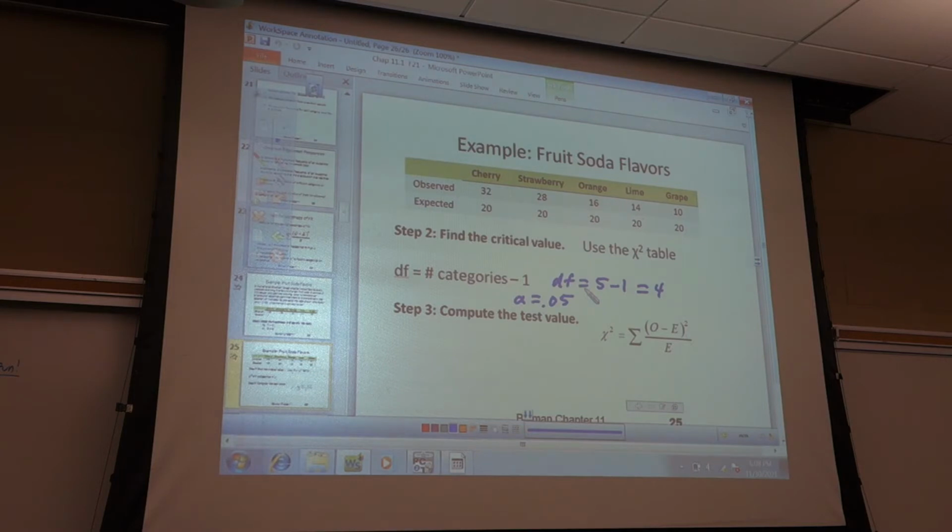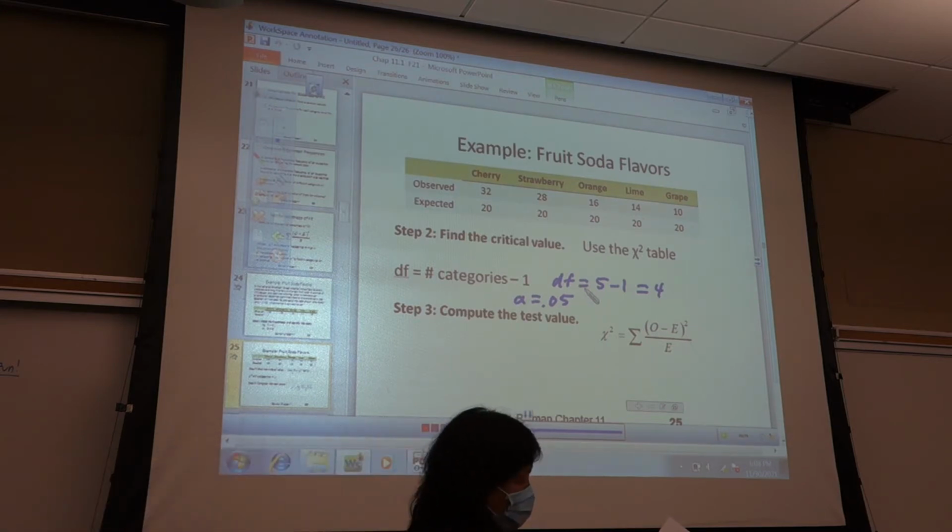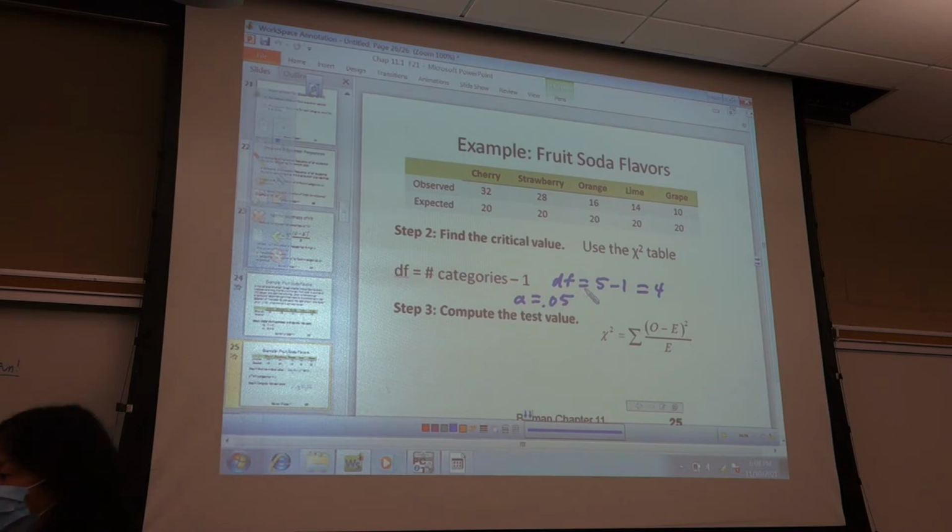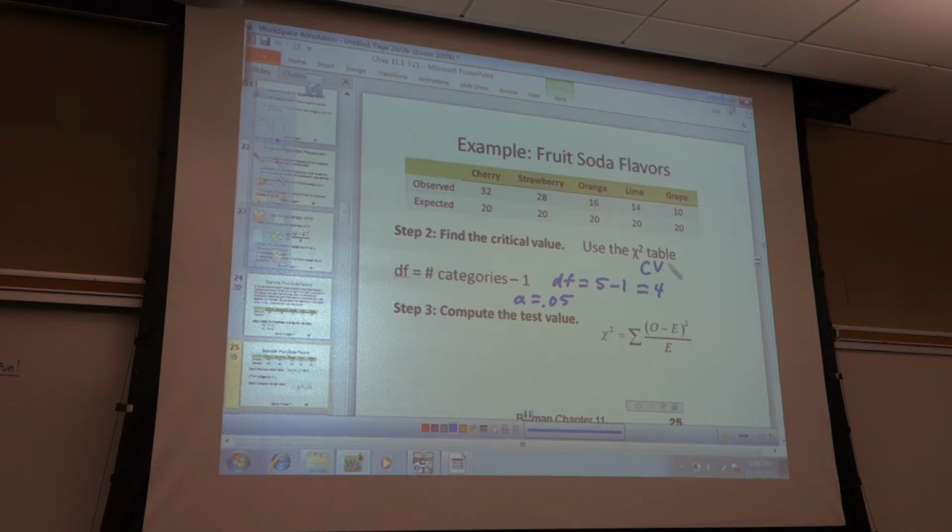All right, so we want alpha's 0.05, so that's the fourth from the last column. And my degrees of freedom is 4. So I want to check and see what you get. Find it. I get 9.488. Okay, great. So my critical value is equal to 9.488. And then we're going to draw a little picture.